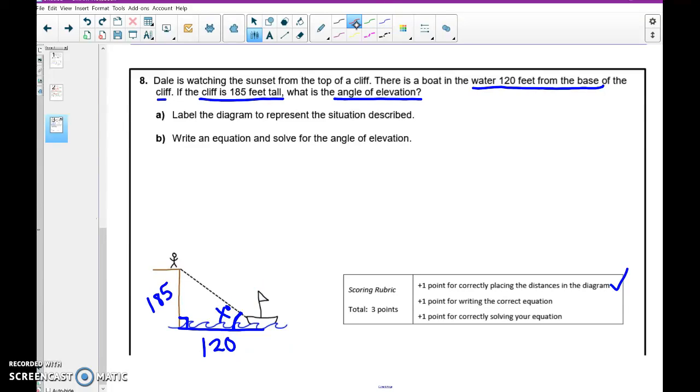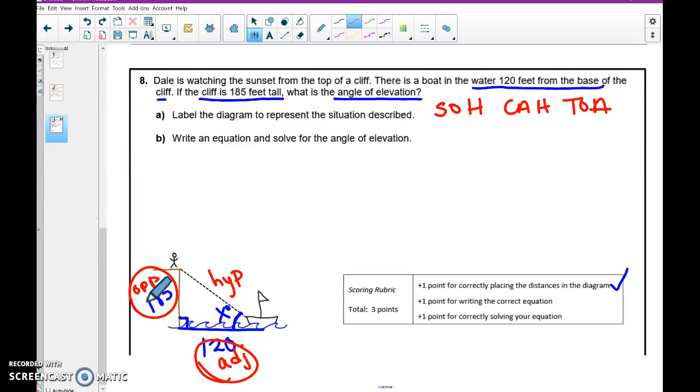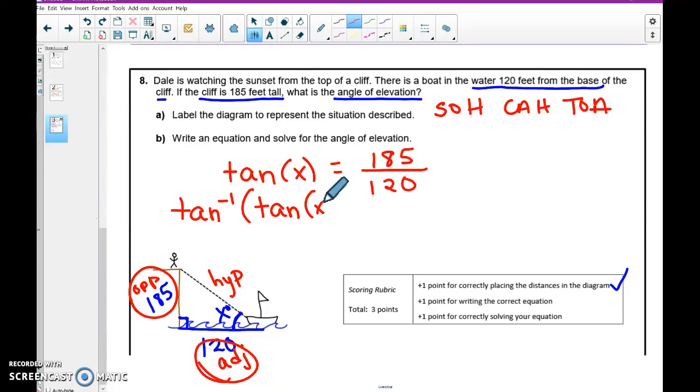Once I have that, now I can just start solving. Here's my opposite side, here's my adjacent side, here's my hypotenuse. So it's opposite adjacent again. So TOA. O and A make tangent, TOA. So tangent of X this time, because I don't know the angle, equals O over A. So 185 over 120. If I'm trying to get X by itself, I got to get rid of this tangent. Well, what undoes tangent? Inverse tangent. Kind of like the opposite of multiplication is division. So X is there. Whatever you do to one, you got to do to the other.